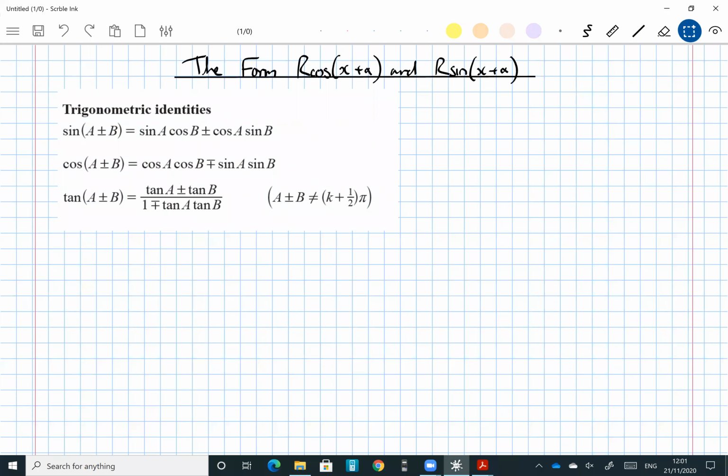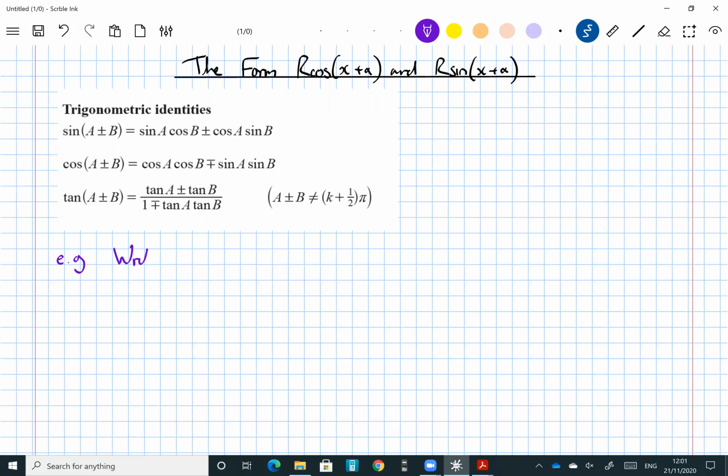So let's start by means of an example. We'll not do the formal notes like we normally do because it basically is just a process that we're going to learn today. So an example question could be, for example: write 3 sine theta plus 4 cos theta in the form r sine of theta plus alpha. So that will be an example question.